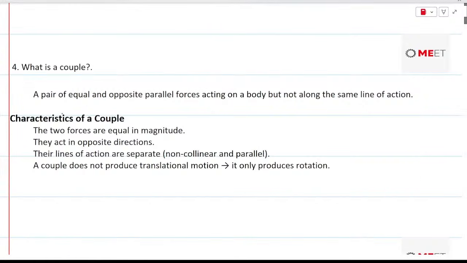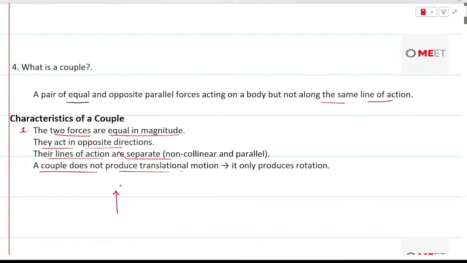A couple is a pair of equal and opposite forces that are acting on the body, but they do not have the same line of action. So the characteristics of a couple: first, the two forces must be equal in magnitude, they should be opposite in direction, and they should have separate lines of action, that is, non-collinear and parallel. The couple is going to produce pure rotation, and it does not produce any translation.